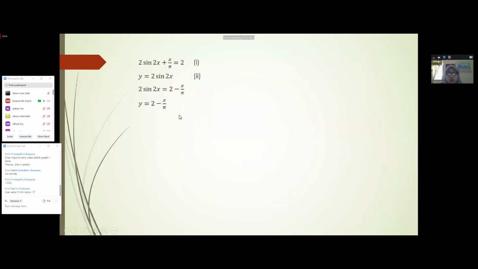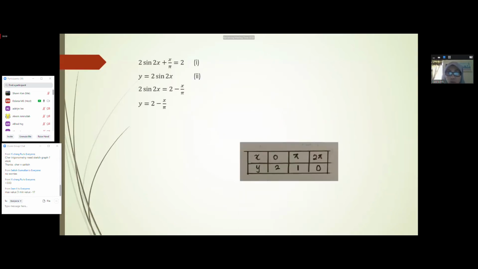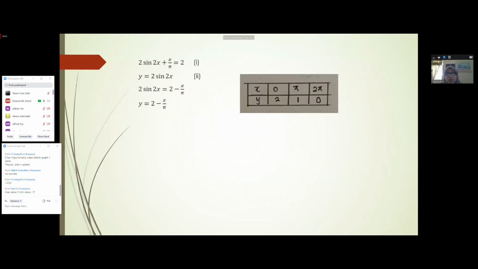How to sketch your straight line? I prefer you to construct a table. Your x, at least 2, maximum 3 points. So I show this one. I just use x as 0, pi, and 2 pi. Remember your graph just now, you have 0, pi, and 2 pi at least, right?